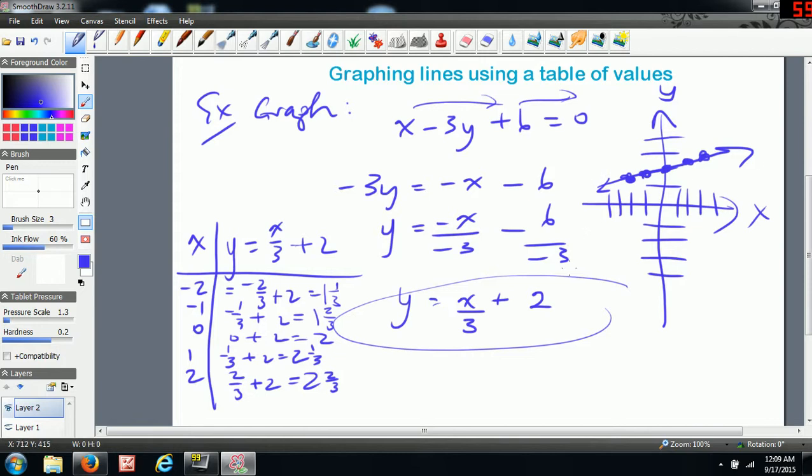And there you go, that's your graph, okay? So that's graphing lines using a table of values.